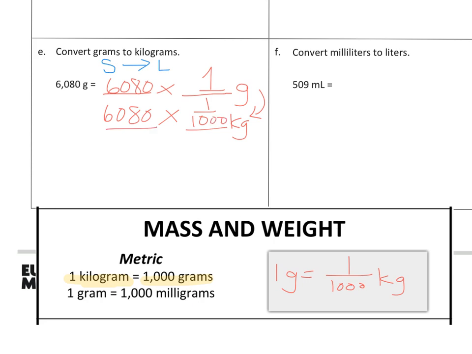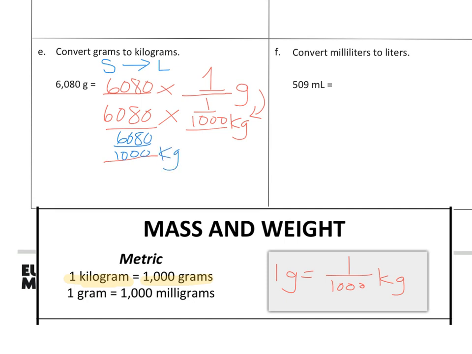And then the next line is going to be multiplying the 6,080 times this fraction, 1 over 1,000. So keeping the pattern the same, the denominator of 1,000 is going to stay the same. And 6,080 times 1 is going to be 6,080. And that's going to be kilograms.